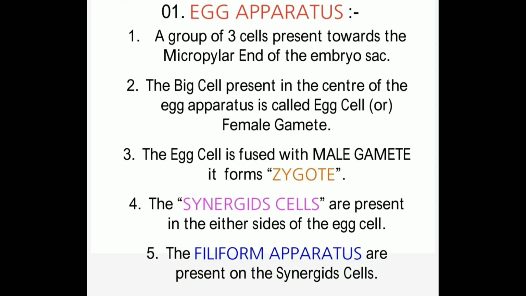The synergid cells are the two cells present on either side of the egg cell. The synergid cells have a filiform apparatus that is useful to direct the pollen tube into the embryo sac at the time of fertilization.